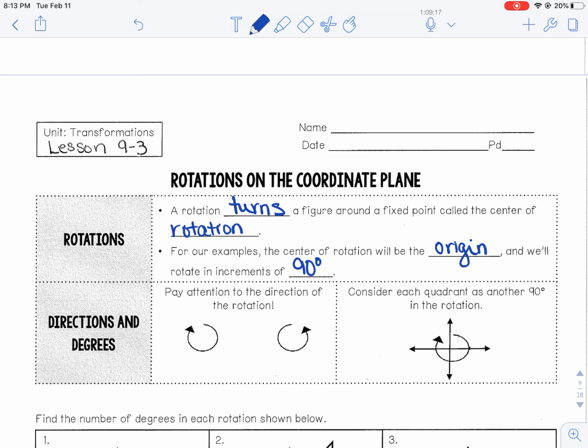You need to pay attention to the direction of the rotation. Is it going clockwise or is it going counterclockwise?